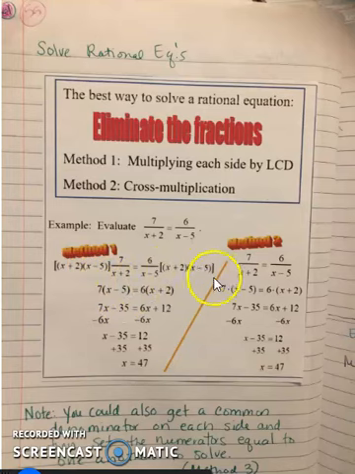The right side will work the same way. You'll have your x minus 5's canceled, so you're left with 6 parentheses x plus 2. Now, these are both set equal to each other. This actually becomes a multi-step equation from your Algebra 1 days. So you'll distribute, you'll collect your x's on the same side, you'll collect your numbers on the same side, and then we end up with that answer is x equals 47.